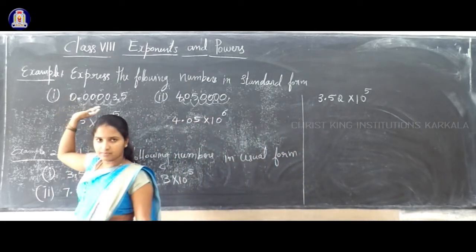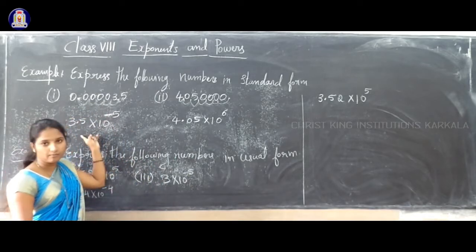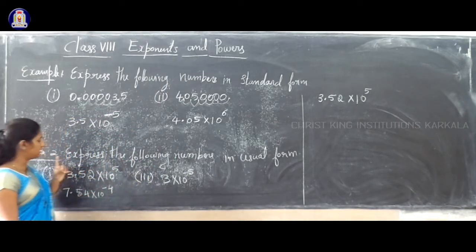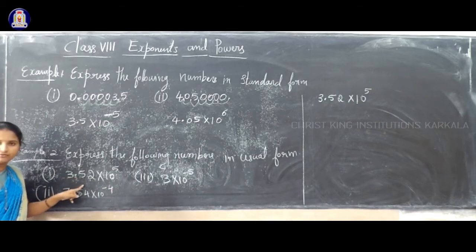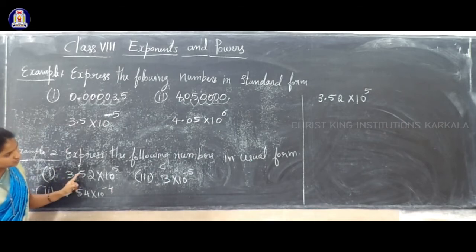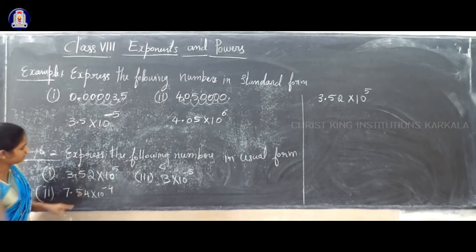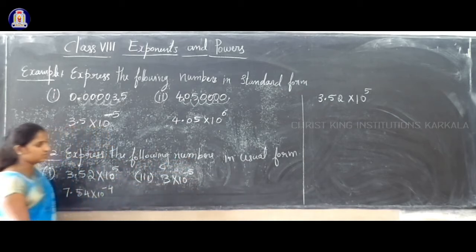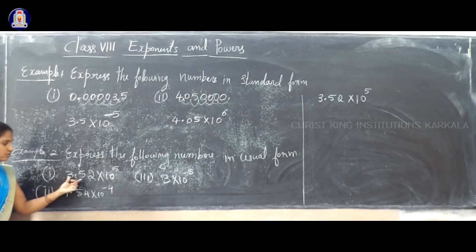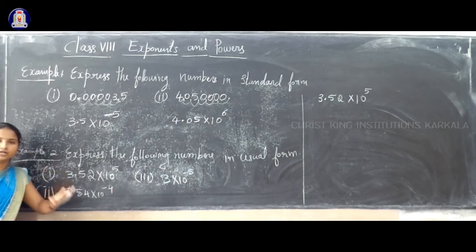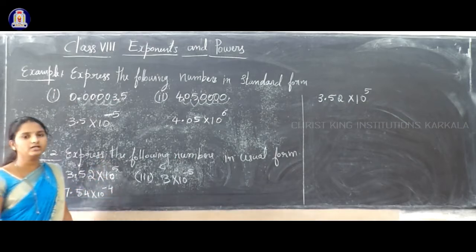In the first example, we wrote in standard form. Correct? In the second example, the question is given in standard form, right? Express the following numbers in usual form. So that means this question is given in standard form, and you have to write it in usual form: 3.52 into 10 power 5.